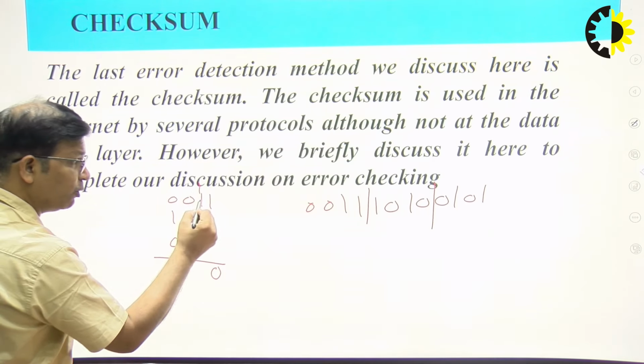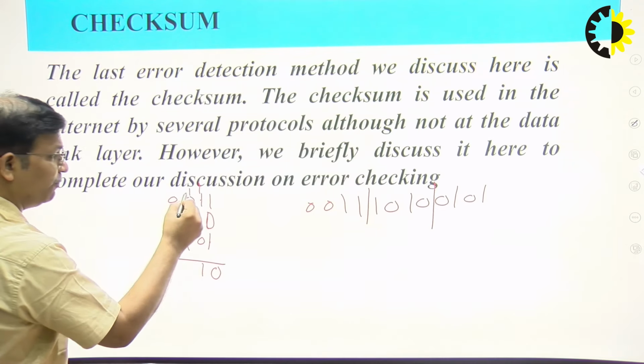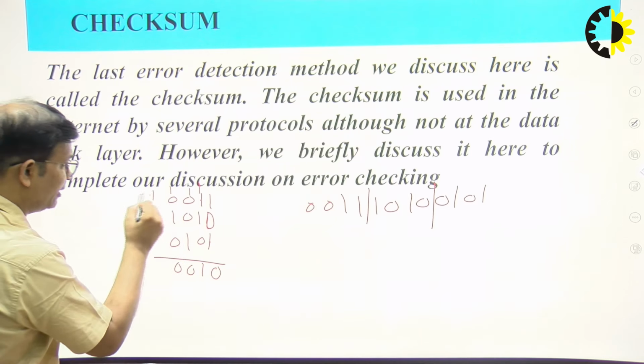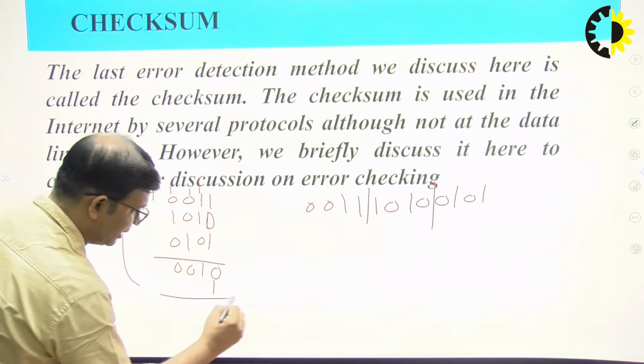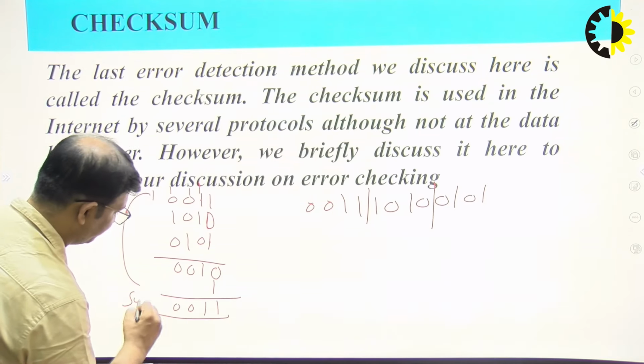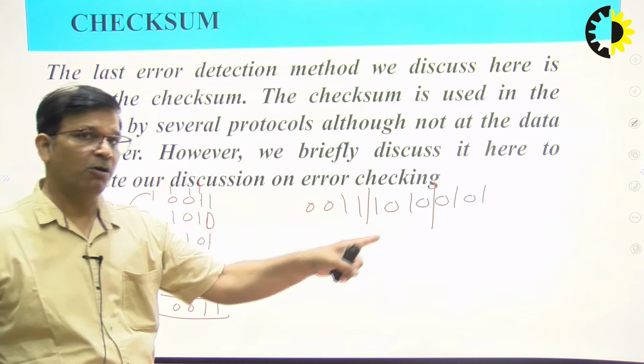1 or 1, 0, 1 carry. 0 plus 1, 1. 1 or 1, 0, 1 carry. This one has been added to this side. So 1 1 0 0. This is the sum of this data divided into blocks of 4 bits.